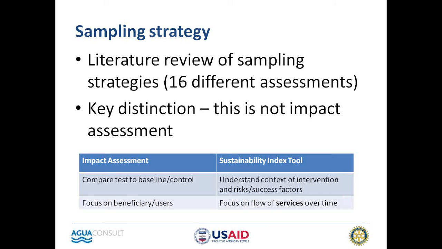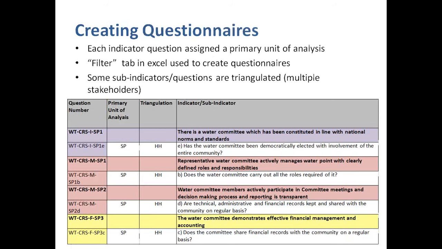The sustainability index tool is about trying to understand the context of the interventions and the risk factors and success factors with regard to sustainability. Its focus is on the flow of services, and we found that service providers are the crucial elements to that sustainability. Therefore, because we collect a lot of data with regard to service providers and also the support institutions at the district and municipal levels, there's less of a focus on the beneficiaries in the field data collection.